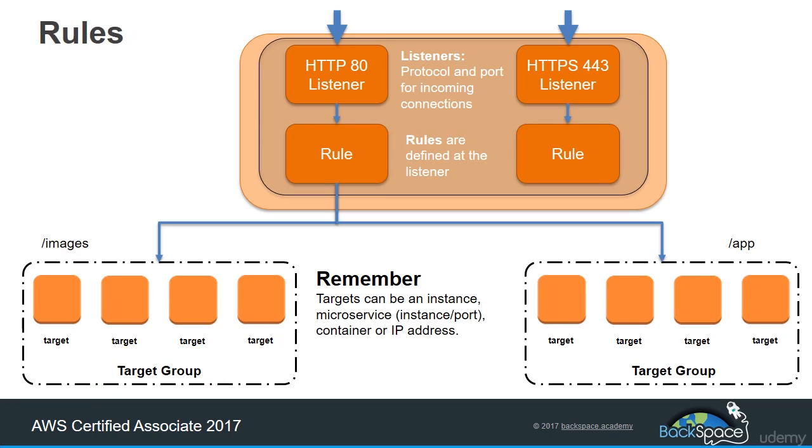If we have listeners and target groups that are going to receive those forwarded requests, we need to set up rules, and those rules will be defined at the listener. So, for example, we have our port 80 listener, and we can set up a rule that for any requests that come in on port 80 that have the path of images, we can have that rule make a decision for the elastic load balancer to forward those requests on to an available target within that target group. And likewise, we can have another rule set up to do the same for the app path as well.